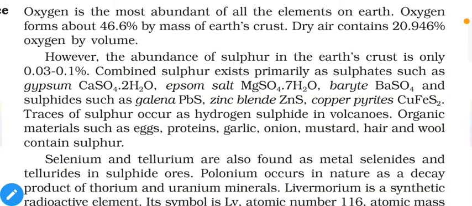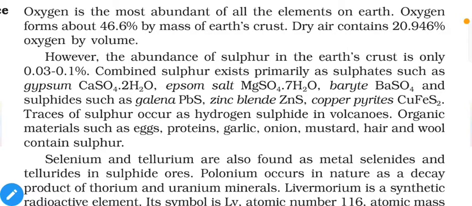Occurrence: oxygen is the most abundant of all the elements on Earth. Oxygen forms about 46.6% by mass of the Earth's crust. Dry air contains 20.946, that means almost 21% oxygen by volume. However, the abundance of sulfur in the Earth's crust is only 0.032 percent. Combined sulfur exists primarily as sulfates such as gypsum, epsom, and barite, and sulfides such as galena, zinc blende, copper pyrite, etc.